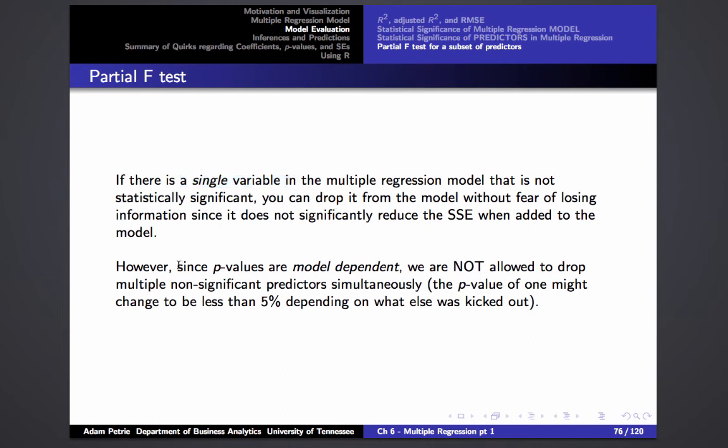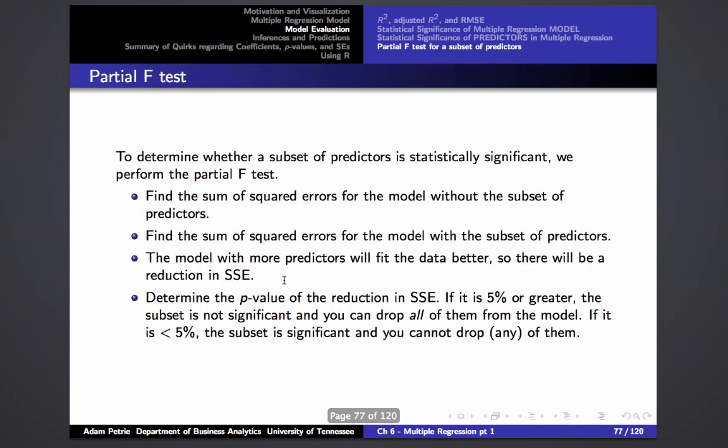So, like I said, we can't just automatically drop all the predictors that are not significant since the p-values are model dependent. If we drop one of them, the other p-values might change and they might drop to be less than 5%. So, how do we determine whether or not a subset of the predictors is statistically significant? Well, here's what we do. First, we fit the model that does not contain that subset. So we fit the model and get the sum of squared errors for the simpler model that lacks that set of predictors. Then we add those predictors to the model and find the sum of squared errors there.